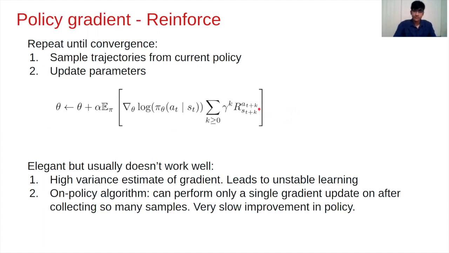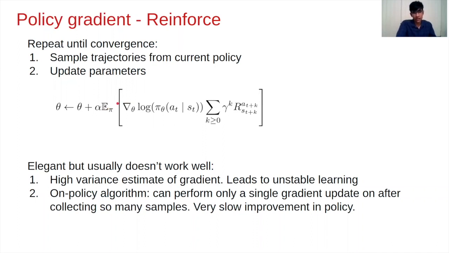Yeah, so the REINFORCE algorithm is extremely simple. You repeat until convergence. You sample some trajectories. You have your current policy. You roll out, you do whatever you want to do in the environment based on your current policy, and then you update your parameters in this way. So you have your theta, you do plus alpha, which is the learning rate, times the expectation of your policy gradient.